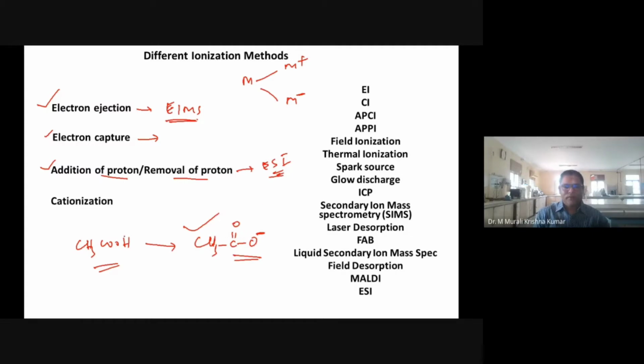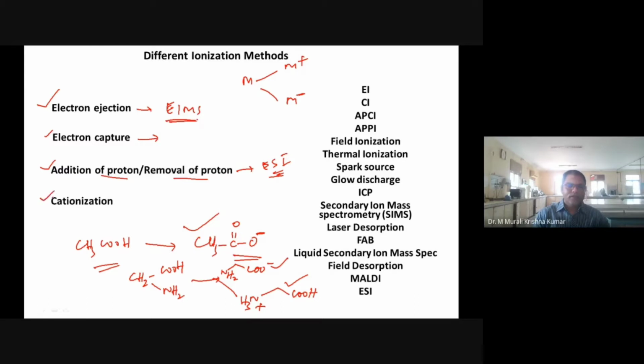By using appropriate buffer, we can either remove or add a proton. Or to give you a further example, let's say you take glycine, NH2 CH2 COOH. It can generate COO minus NH2. This is one of the ions, a negative ion, or it can produce an ammonium ion. Okay, so by adding proton, we got a positively charged ion. By removing proton, we got a negatively charged ion. So this is one type of ionization technique.